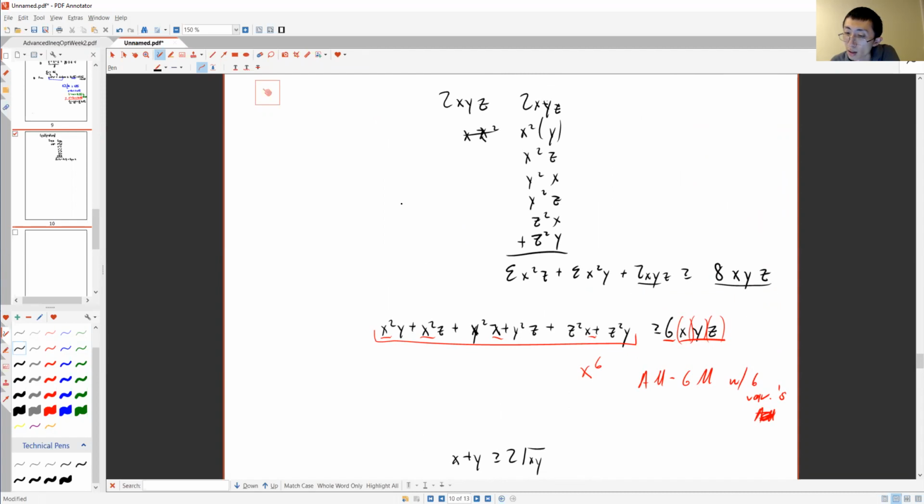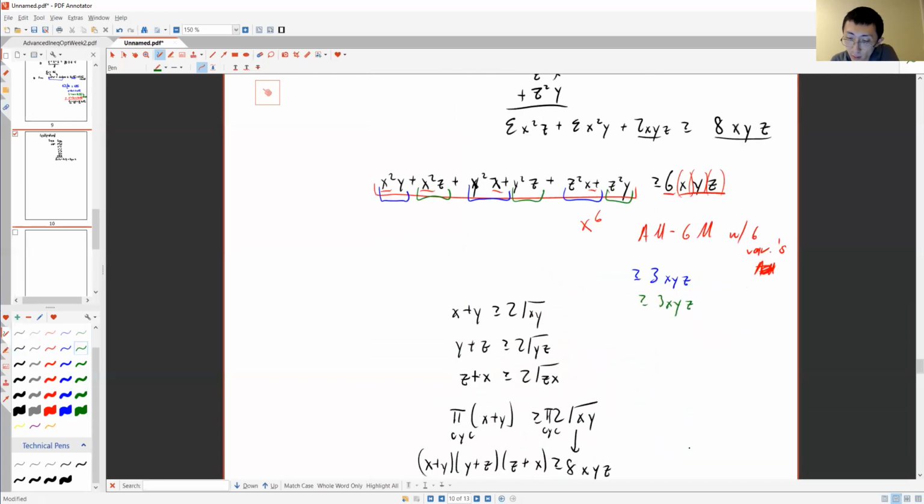Sunana says we can also use 3-variable AMGM. That's true. If you use 3-variable on these 3 terms, you'll get the 3 blue terms are greater than or equal to 3xyz. And then if you use 3-variable on these 3 terms, you'll get that those are also greater than or equal to 3xyz. And then you can just add those two. That's fine too.